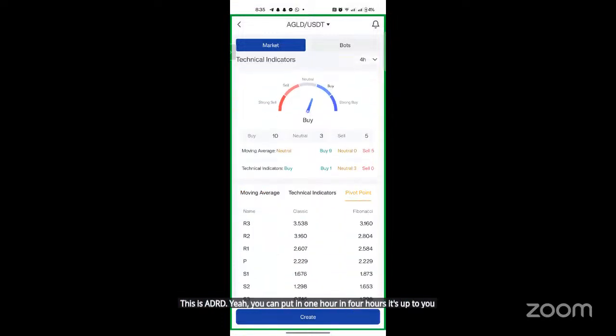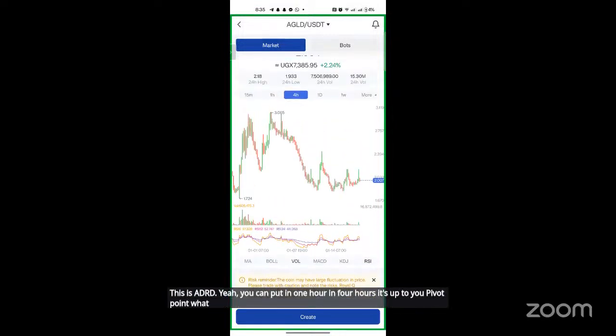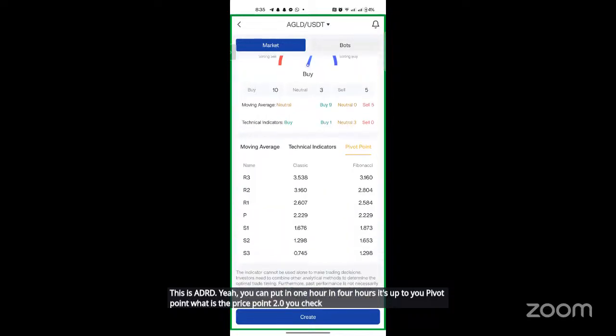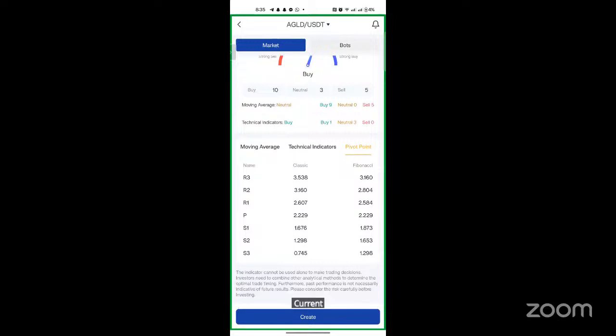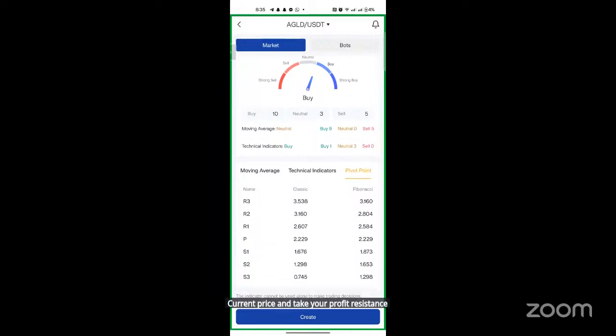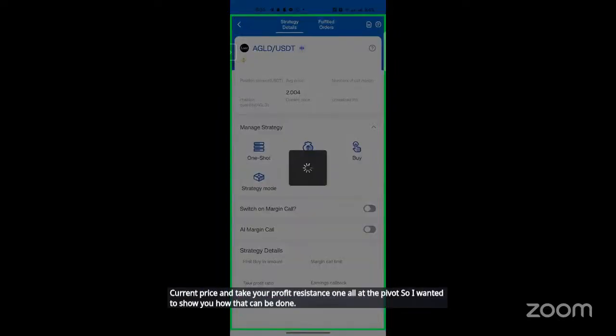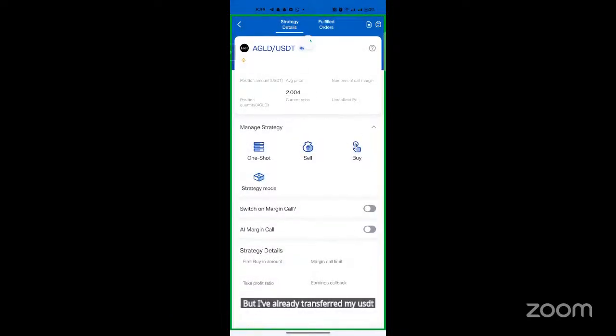Pivot point, what is the price? 2.0, you check 2.0. The coin is below the pivot. These are buying points, so you can put a preset price or enter the current price and take your profit at resistance one or at the pivot. So I wanted to show you how that can be done, but I've already transferred my USDT to another exchange.